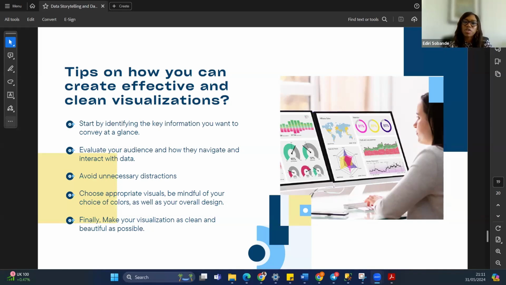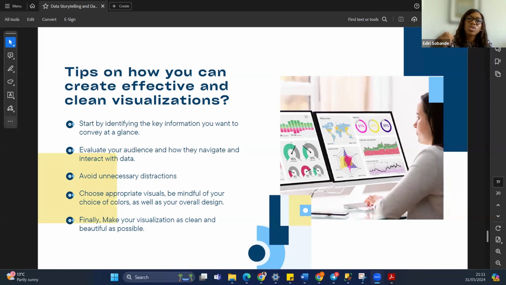The next thing is, we've talked about it before, evaluate your audience and how they navigate, how they interact with data. Don't make it too complex for your audience. If you know they're not techie, help your audience. Make it simple. Give them something that is relatable, something that is easy to understand. It's not a time to show off your skill on how to do color combination, or that you found one fantastic chart.